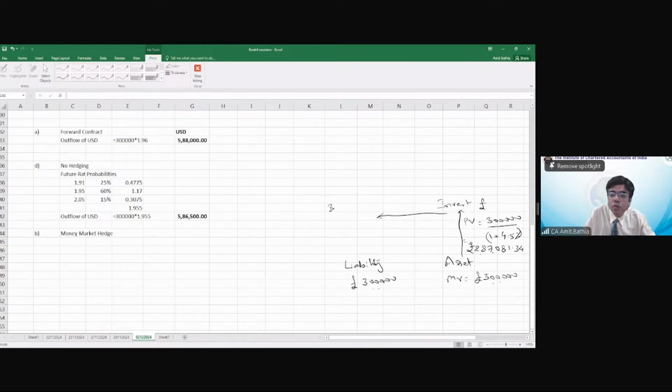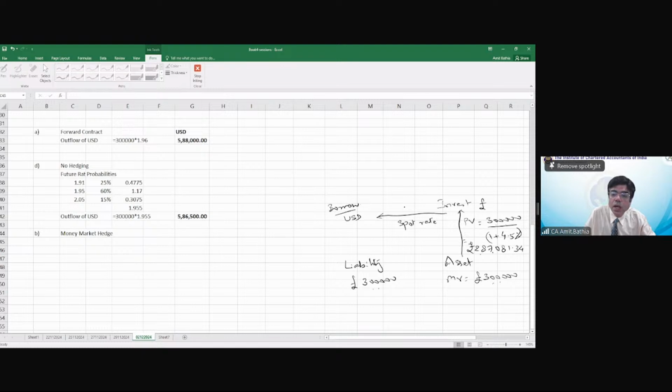Now, if I want to invest over here, that means I will need to borrow, right? So I'm going to borrow from where? In which currency? Yes, I will borrow in USD. How much am I going to borrow in USD? What is the spot rate today? Because I have to do this today, right?